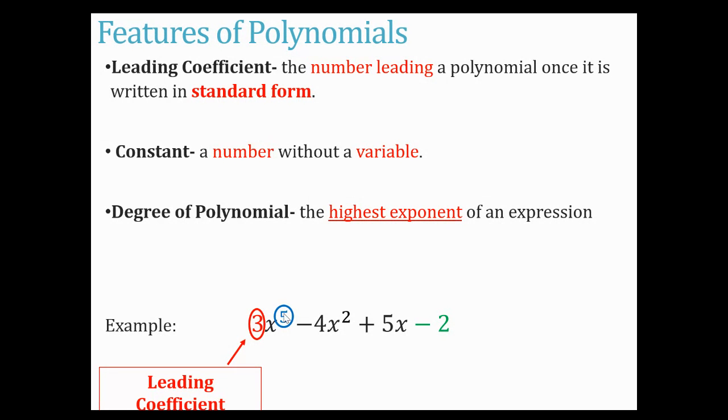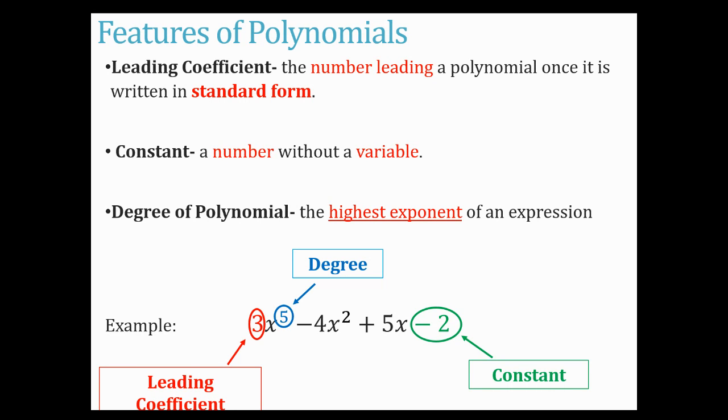Next, we have this little 5 here. That is the largest exponent. That's our degree. And lastly, we have this little number on the end. It does not have a variable next to it. As you can see, these all have variables next to them. So that is considered our constant.